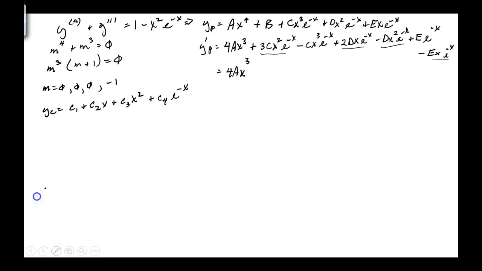Okay. Plus, I'm going to put a parenthesis here, 3c minus d, x squared e to the minus x minus cx cubed e to the minus x plus 2d minus e, x e to the minus x plus e to the minus x. Wow. Okay.